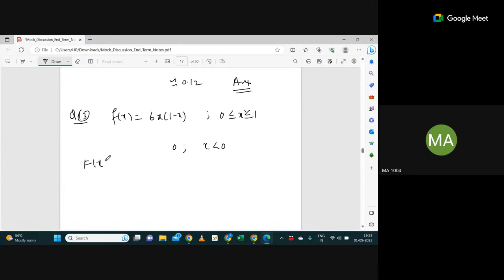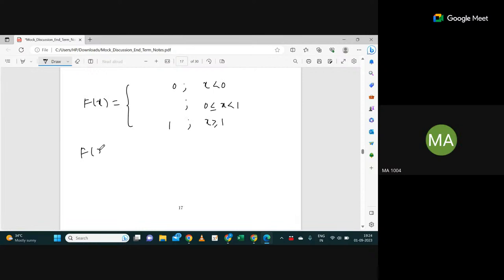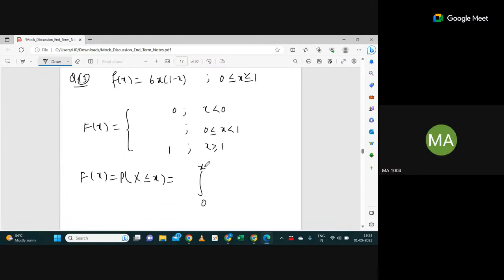If I'm talking about F(x) at 0, it will be 0, correct? And for x greater than or equal to 1, it would be 1. So what we have to do is find it from 0 to 1. I know F(x) is nothing but the probability that X is less than or equal to x, correct? The lower limit is 0 to x, and we have to integrate 6x(1 minus x) dx. Yes or no? Yes, sir.